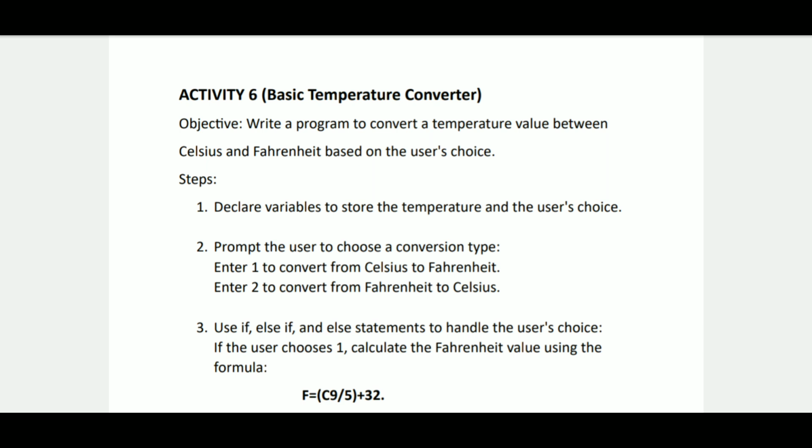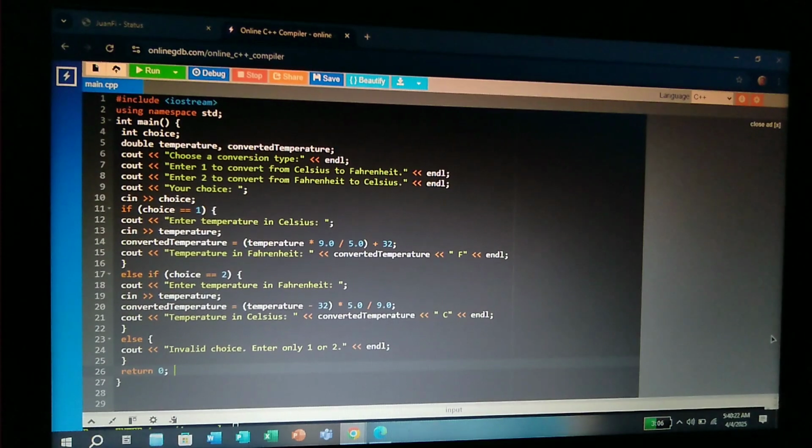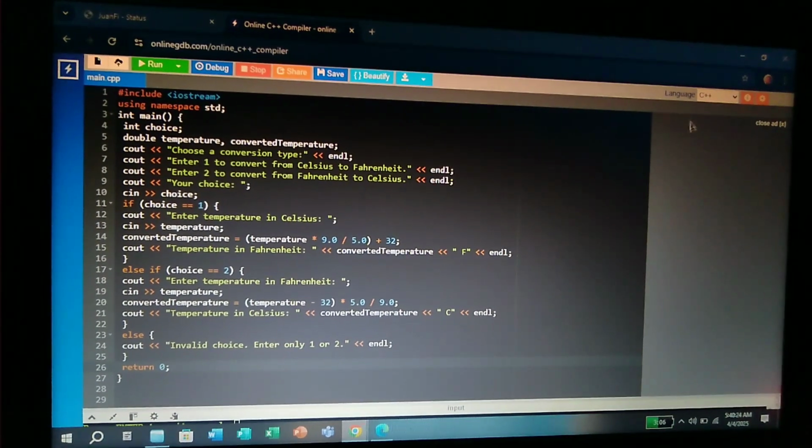If the user chooses 1, calculate the Fahrenheit value using the formula. If the user chooses 2, calculate the Celsius value using the formula. Use else to handle invalid choices. Display the result using cout. Now, let's proceed to coding.